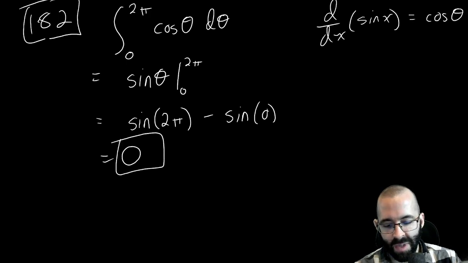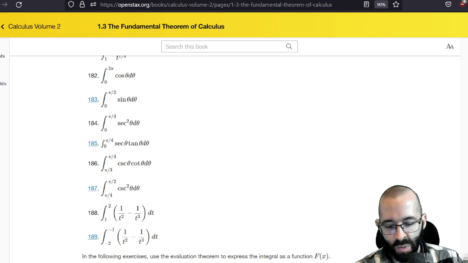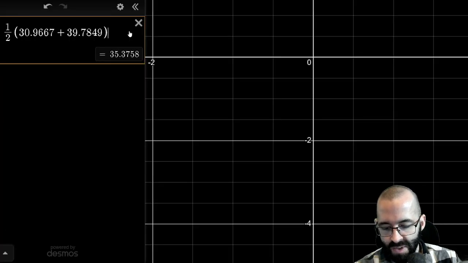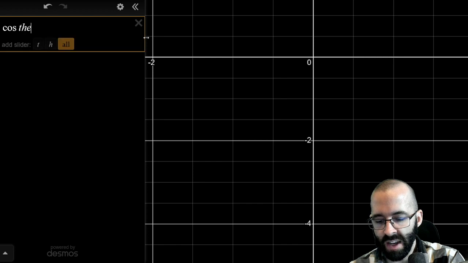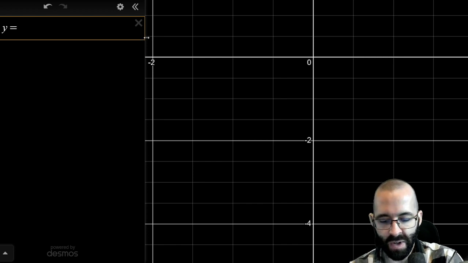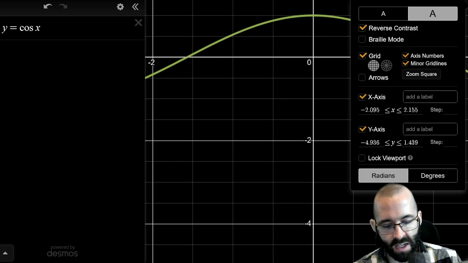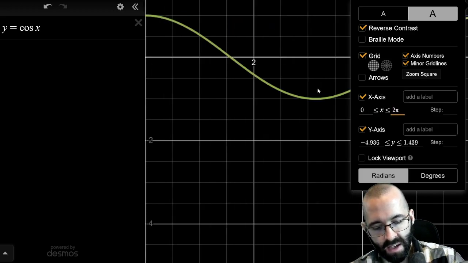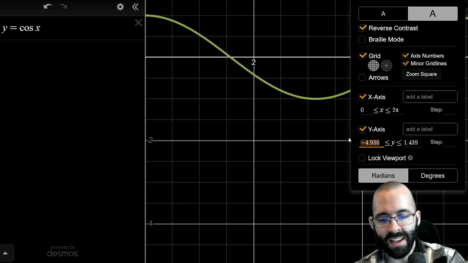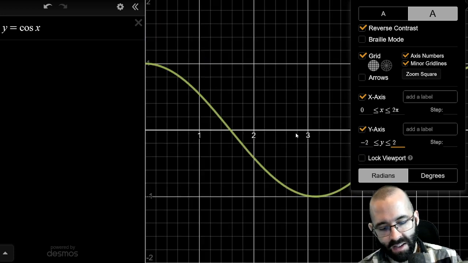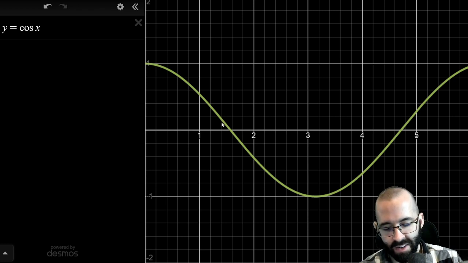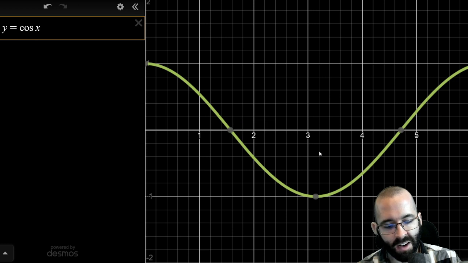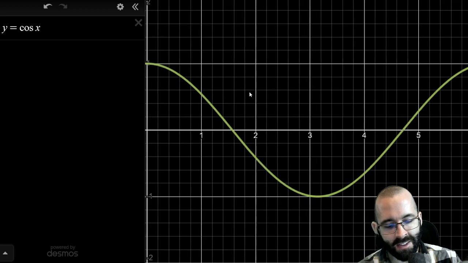And this definite integral should make sense, because graphically, let's connect some concepts, we're looking at the cosine of theta. I'm just going to write y equals cosine of x here for Desmos. We're looking at this between 0 and 2 pi, and we're looking at the net signed area under the curve. I'm saying it's 0 because the area below the curve is the same as the area above the curve. And this is a periodic function, so it's a lot easier to see.